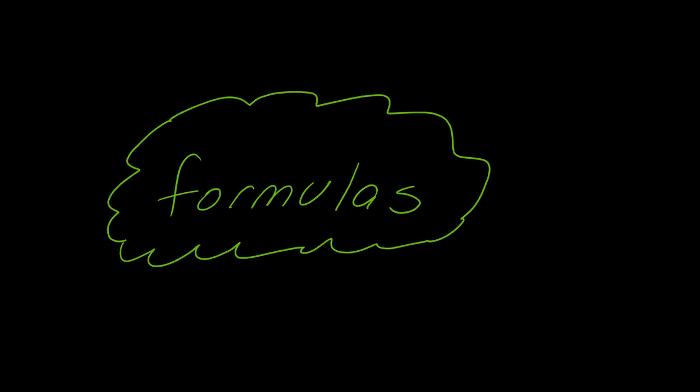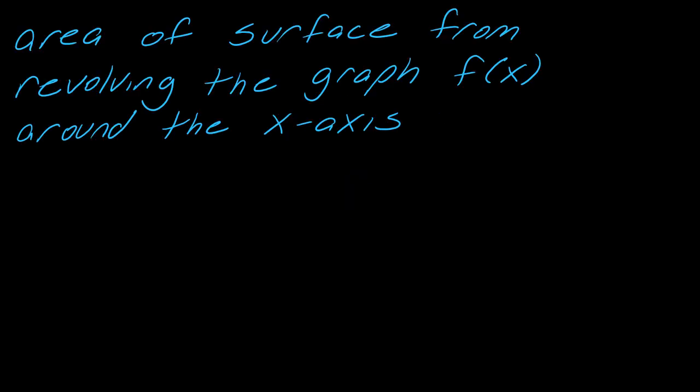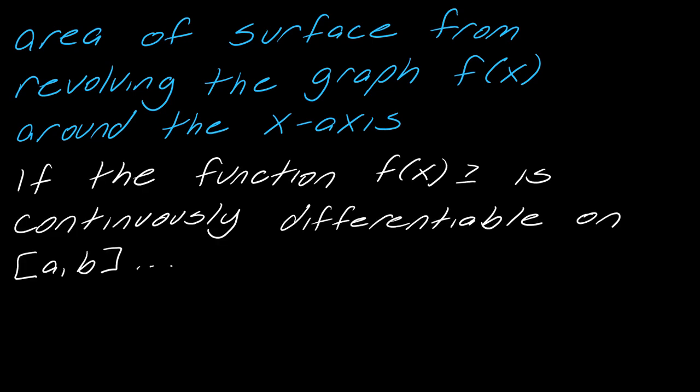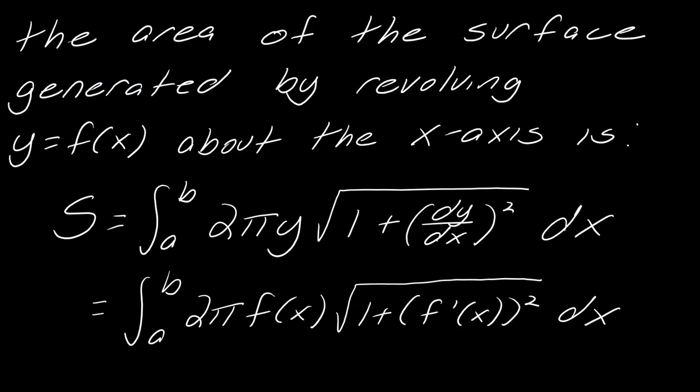So let's talk about what formulas you need for this, because of course it matters if you're going around the x-axis or the y-axis. If you're going around the x-axis, you're going to want to have your graph in terms of f of x. And so the formula for that is, you have to have some function f of x greater than or equal to 0, sorry, I forgot the 0 right there, my bad. If f of x is greater than or equal to 0 and continuously differentiable on some closed interval, then the area of the surface generated by revolving y equals f of x around the x-axis can be thought of with these two formulas.